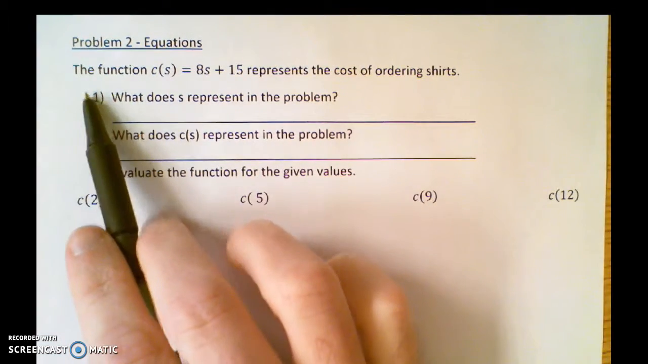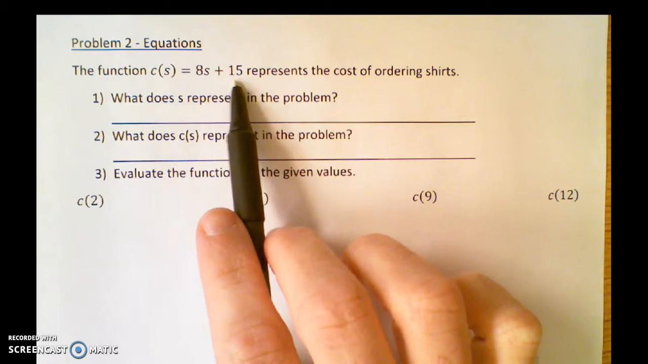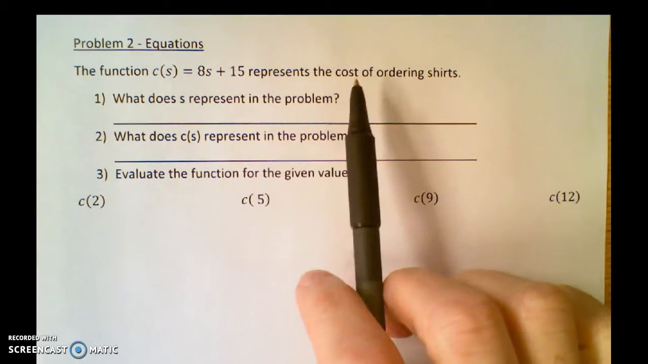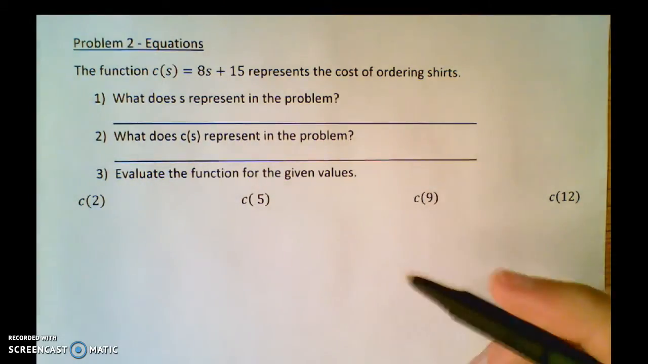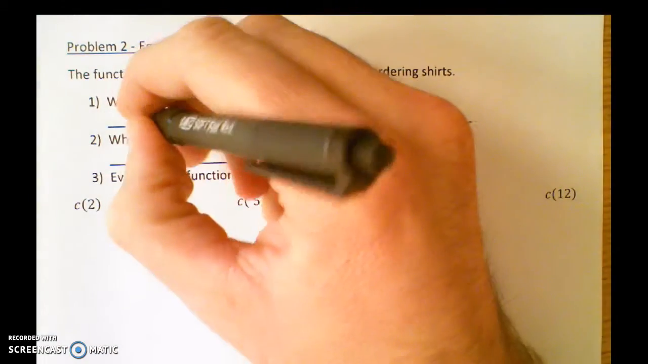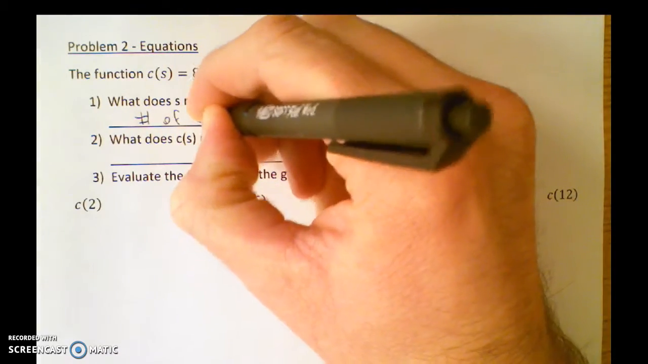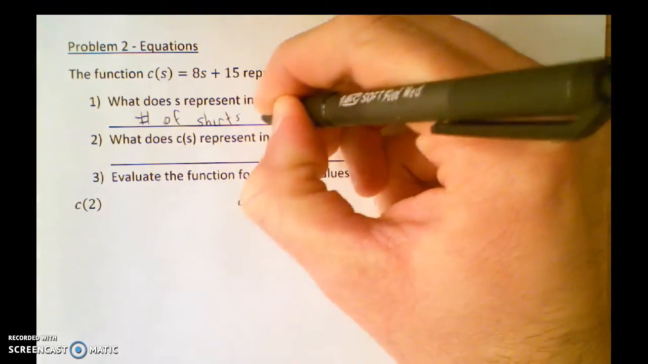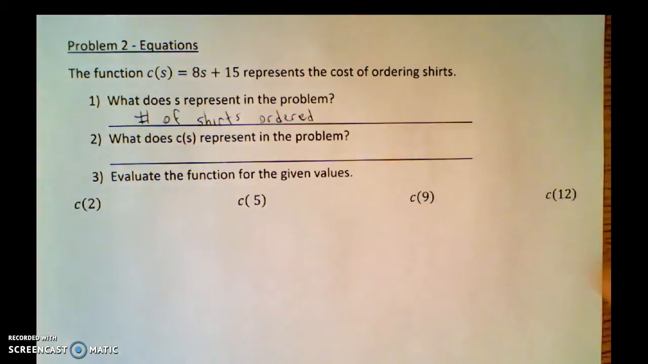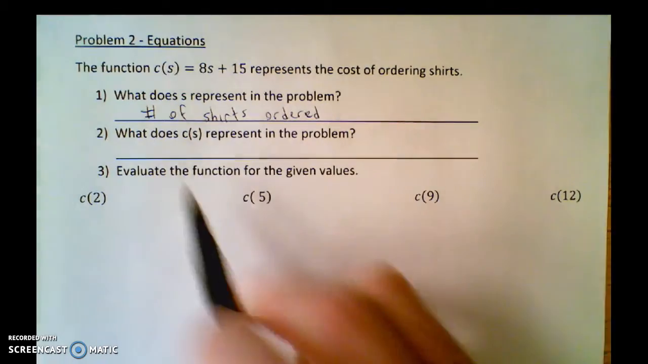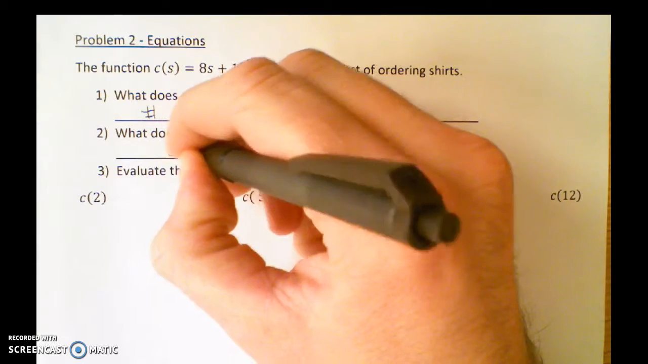In this example, it says the function c of s equals 8s plus 15. And this represents the cost of ordering shirts. So what does s represent in this problem? In this problem, the s represents the number of shirts that you order. C of s represents the cost of the shirts.